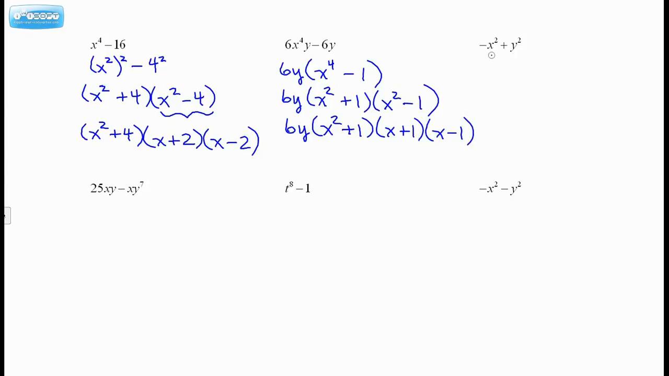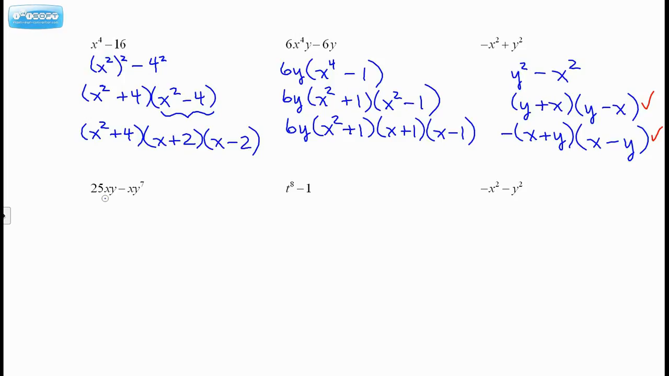Over here, if you notice that we can just change the order as long as we don't change the signs, now it's perhaps a bit more clear that we're dealing with a difference of squares. So I can quickly factor that. I get y plus x, y minus x. So that's an acceptable answer.